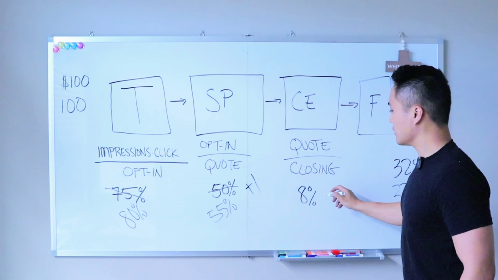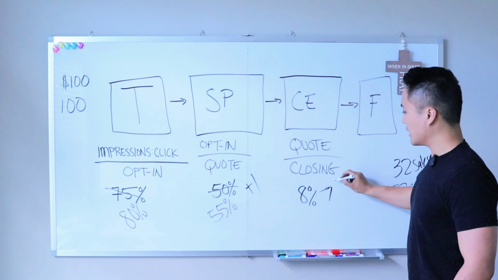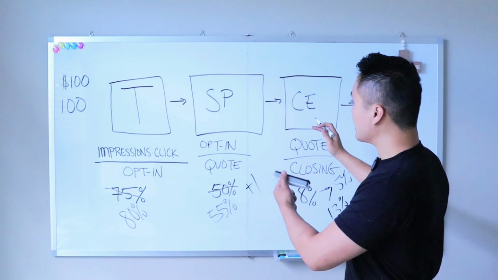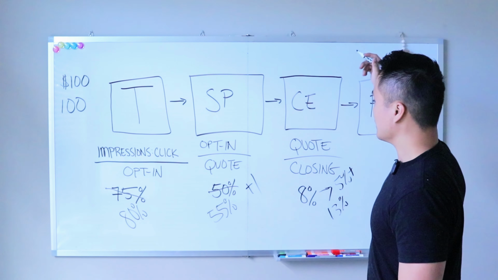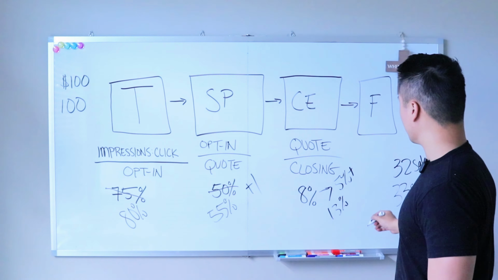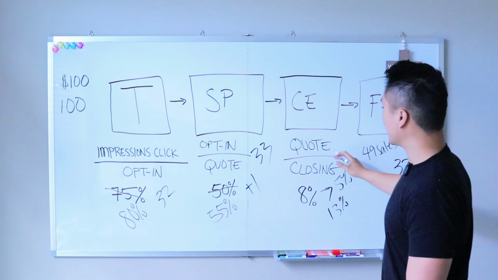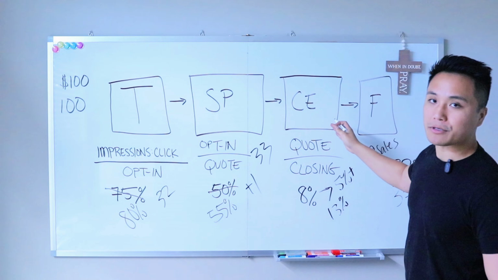But let's say you increase your closing percentage from 8% by 5% plus, and that gives you 13%. Let's say you do that. What happens is you actually get 49 sales. So this one right here gets you 32 sales, this one right here gets you 33 sales, and the last one gets you 49 sales. This is the importance of your closing rate.